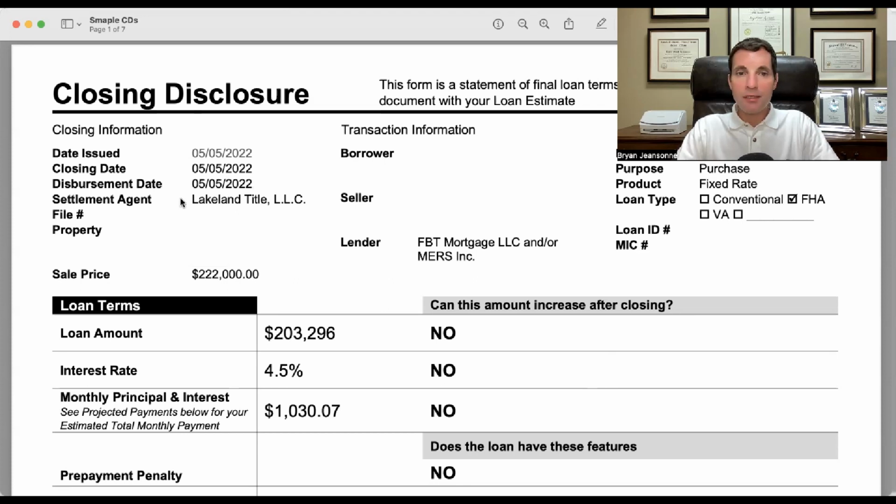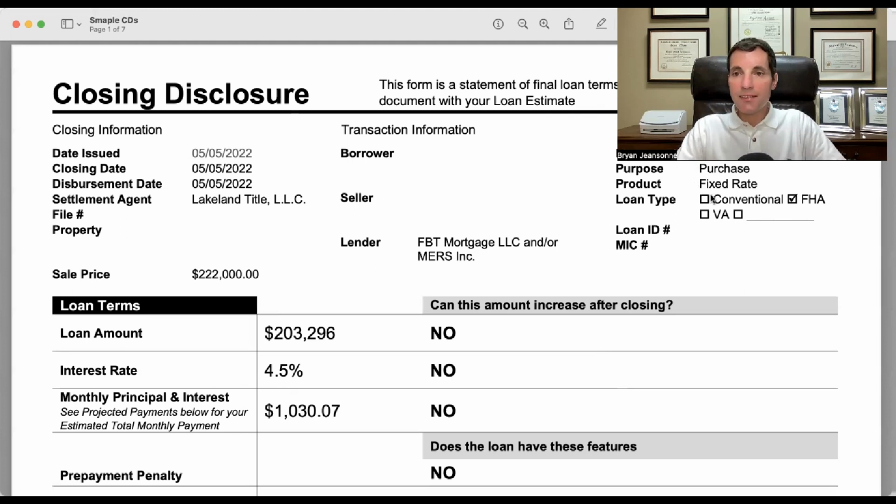The settlement agent, that would be my title company or whatever title company you're using. And then this file number here is going to be the file number that the title company is using. So it's not going to be the lender's file number or your realtor's file number. So if you're calling to talk to your lender, they're not going to use that file number to reference your file. They're going to use over here this loan ID number. It's going to have the property address, the sale price. You're the borrower, so your names would be up here, and the seller and your lender and the type of loan. So this 30-year loan was on this one.